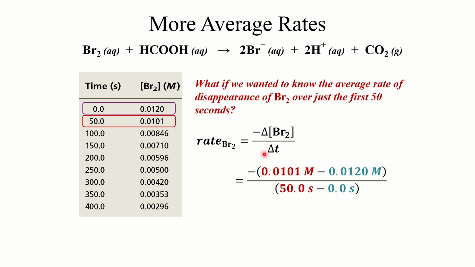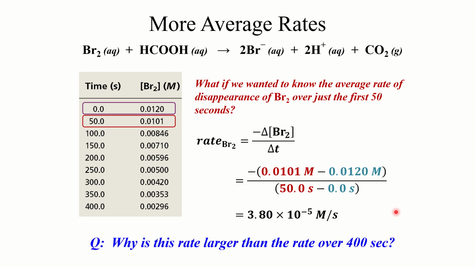So we'll do 0.0101 molar minus the 0.0120 molar, and then 50 minus 0. Again, we have that negative sign on the outside since Br2 is a reactant which is being consumed. And we get an answer of 3.80 times 10 to the negative fifth molar per second.